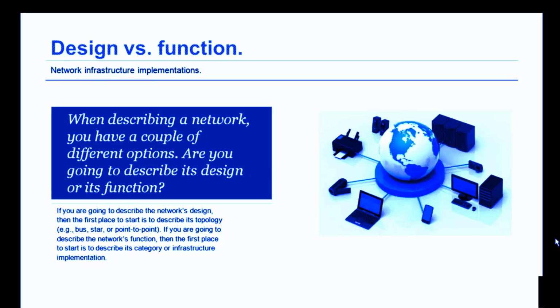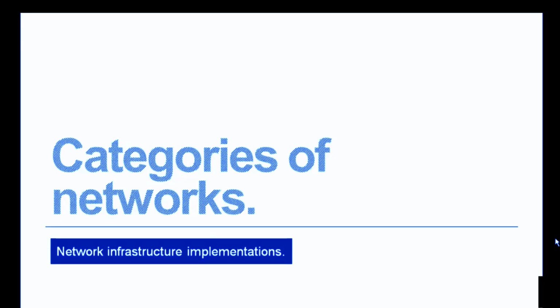But if you're going to describe how the network functions, then the first place to start is to describe the category or infrastructure implementation of that network. And with that, let's move on to categories of networks.